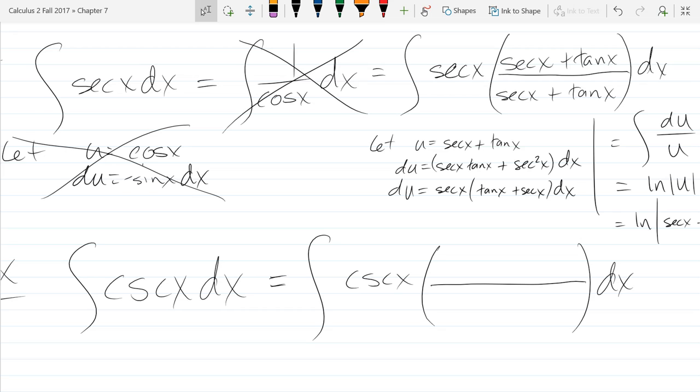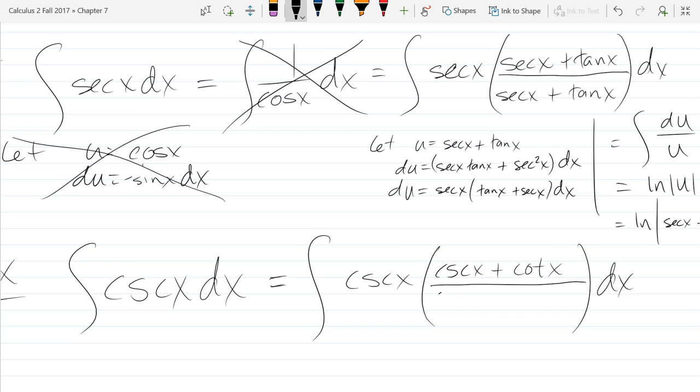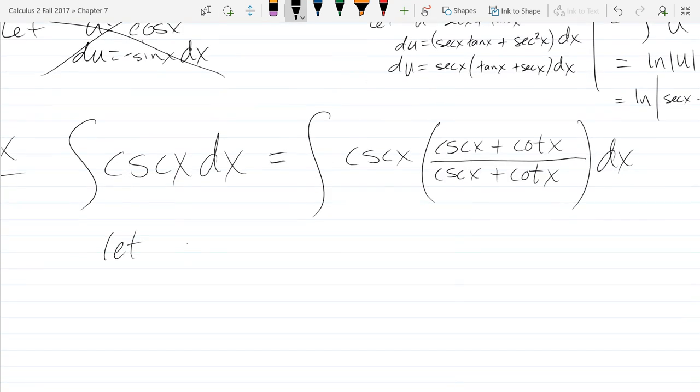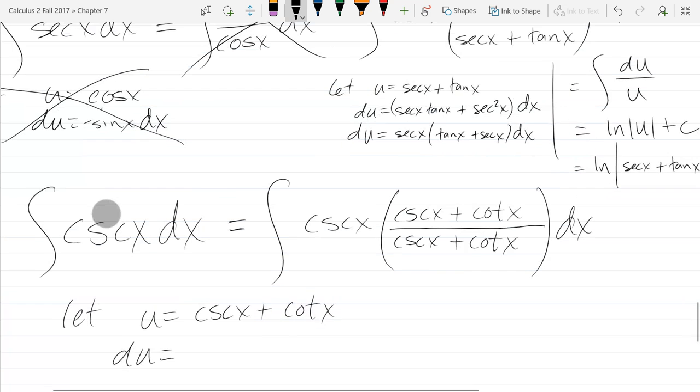Yeah, let's try cosecant plus cotangent. Basically, pick the other corresponding trig functions and hope that it works out. So I think you can finish this problem off. I'll give you a minute to do this one. It's going to be really similar to the last problem that we did.